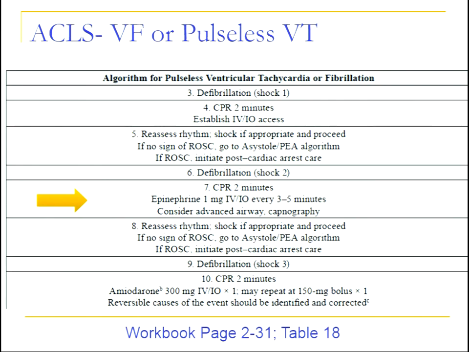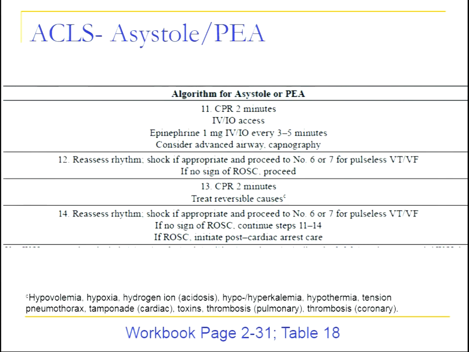Check again. If it's still pulseless VFib, VTAC, you will defibrillate again with shock number 3, and then that is when you can consider an antiarrhythmic, amiodarone being the preferred 2B recommendation there. Lidocaine can be used if amio is not available, but we want to go to amio in this case. So really it's only 2 meds that you need to be aware of in the life-threatening arrhythmia algorithm.